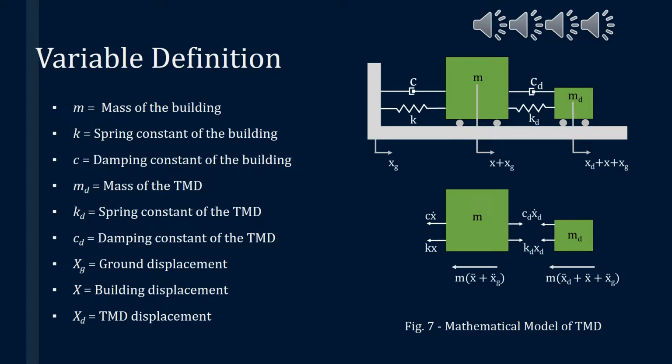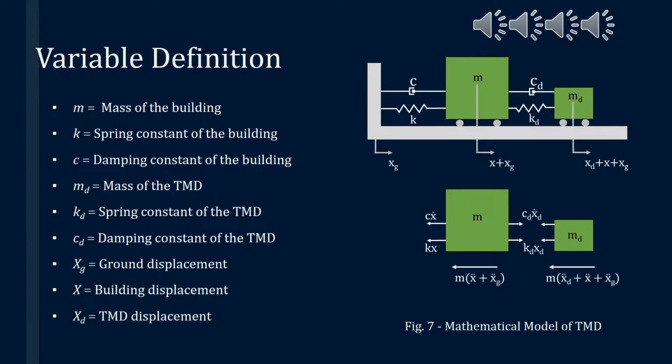Before we move on to explain how we determine the values to solve the state-space model, here are some variables and definitions of our system for the hand calculations. M represents the mass of the building. K represents the spring constant of the building. C represents the damping constant of the building. MD represents the mass of the tuned mass damper. KD represents the spring constant of the tuned mass damper. CD represents the damping constant of the tuned mass damper.